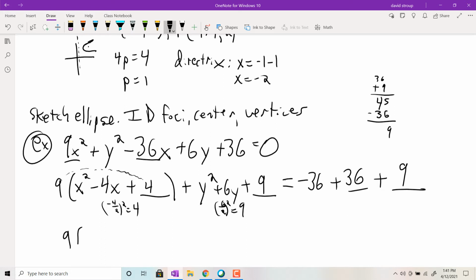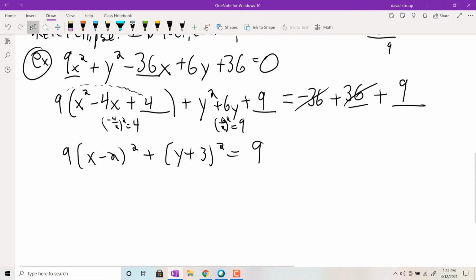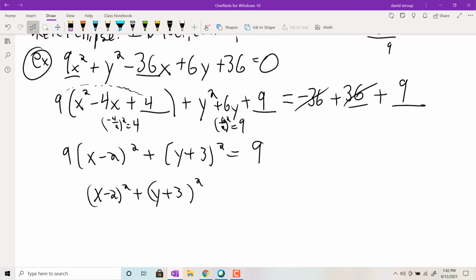We can go ahead and factor on the left. We get x minus 2 squared, and then y plus 3 squared. And then on the right, these cancel, and you're just left with a 9. Okay. So divide everything by 9. You get x minus 2 squared plus y plus 3 squared over 9. So this is technically over 1 if you wish. And then on the other side you have that 1 sitting there.